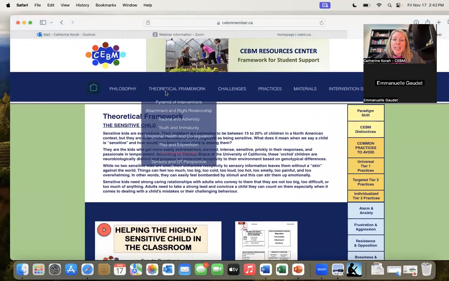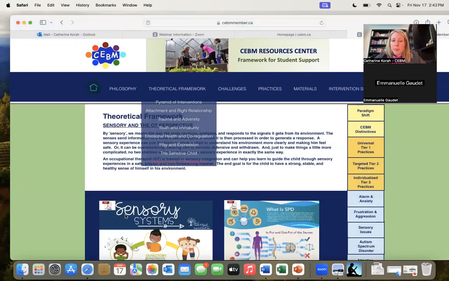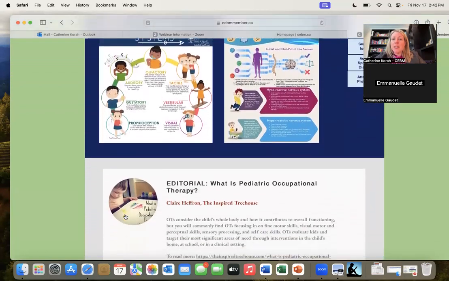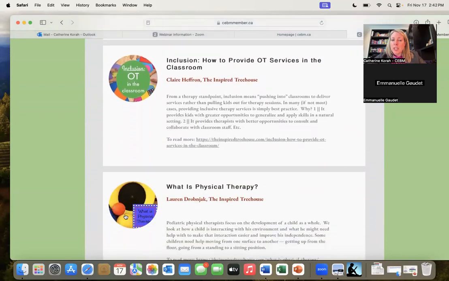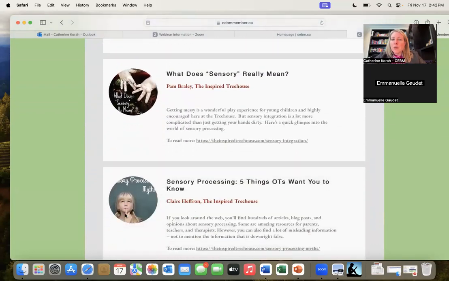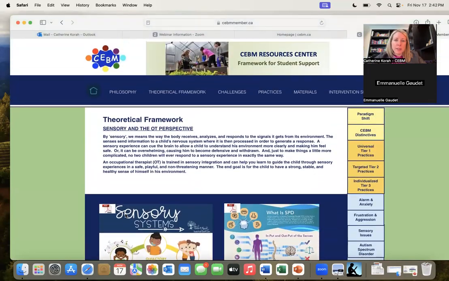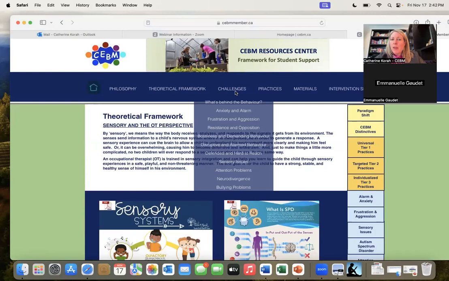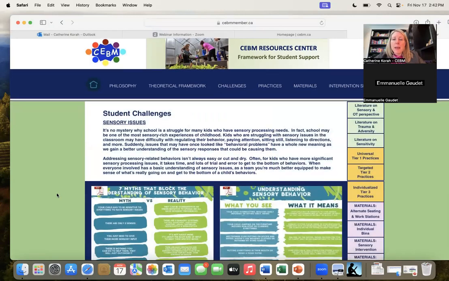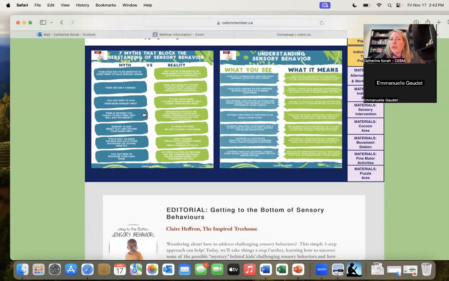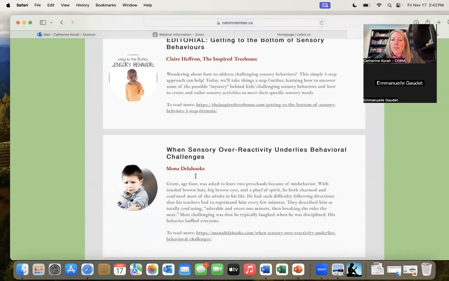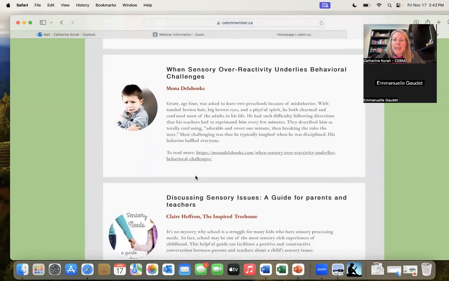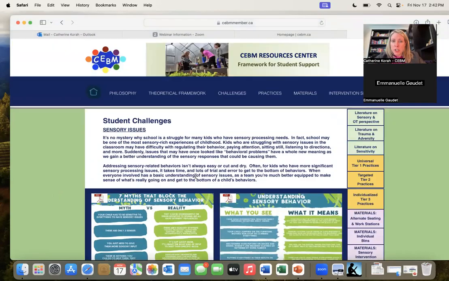I also have a page dedicated to sensory and OT perspective, talking about different sensory systems and in terms of inclusion, in terms of sensory processing and so forth. So I invite you to go and take a look at that. If we go underneath challenges, I've got sensory issues and I've got neurodivergence. So under sensory issues, I've got a page dedicated to myths versus realities and different articles available to make a better understanding of some of these sensory challenges.